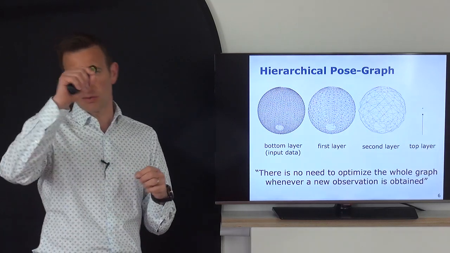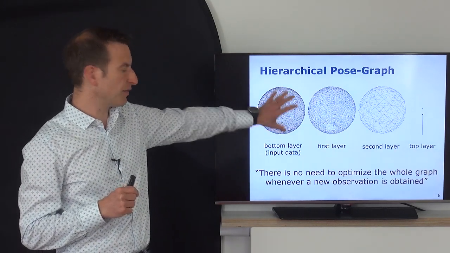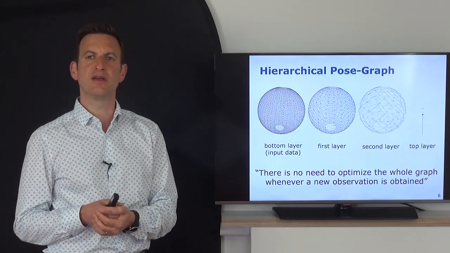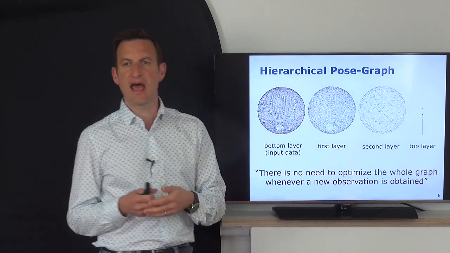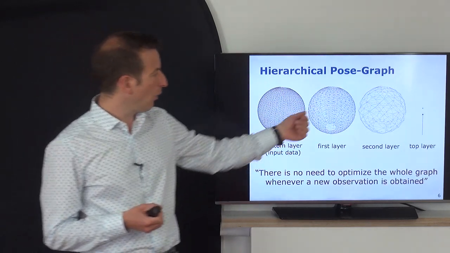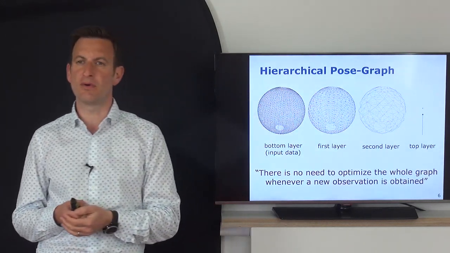You can see this as a robot basically traveling all over the world. And then this could be the bottom layer, so the original pose graph. This is still encoded in the hierarchical pose graph. And then at a first layer, I could simply have a much smaller number of nodes. Let's say one node in this pose graph represents 10 or 15 nodes in the lower pose graph.